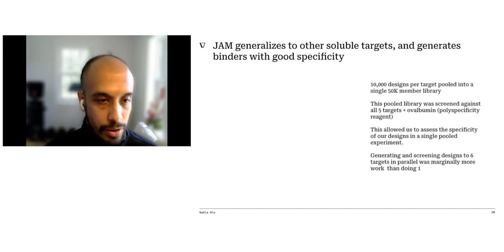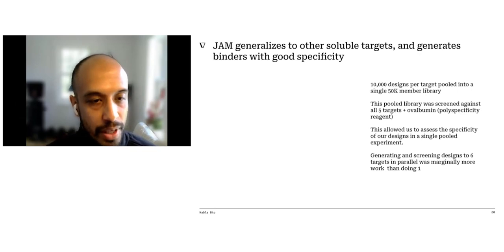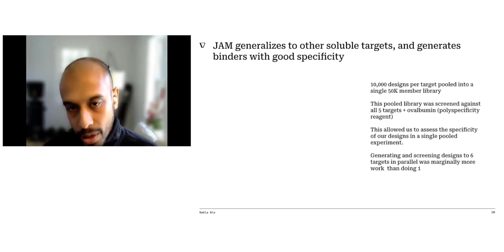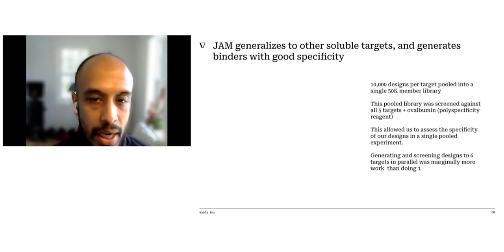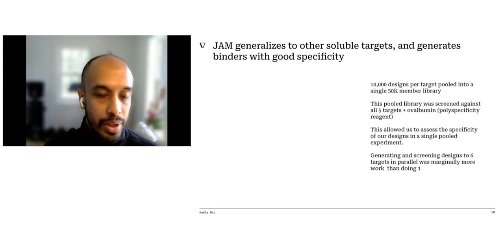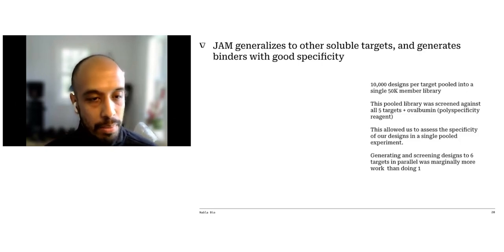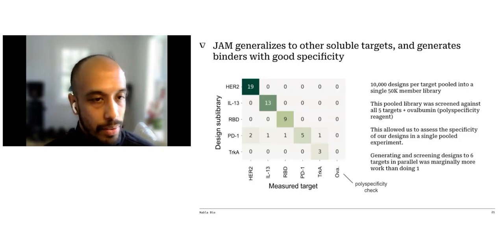And generating and screening designs to these 6 targets in parallel, it's worth noting that this was actually just marginally more work than doing one. So we think this is also another exciting direction for de novo design, the ability to parallel process multiple targets in one go.